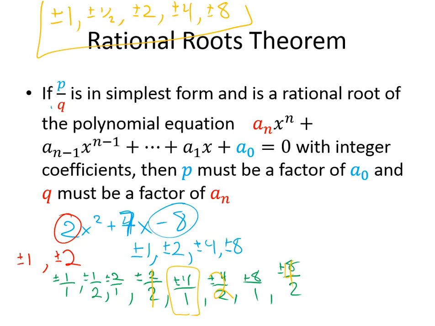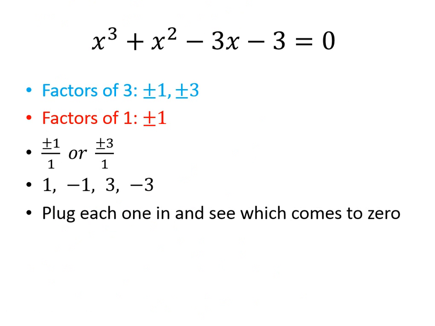As you see, there's a lot of them in this one. In a lot of cases there are. So now let's look at this one. If you look at this one, the first number is 1. Our factors of 1 are plus or minus 1. And the last number is 3. Factors of 3 are plus or minus 1 and plus or minus 3. So the only possible rational roots we can have are plus or minus 1 over 1 or plus or minus 3 over 1. So 1, negative 1, 3, negative 3.